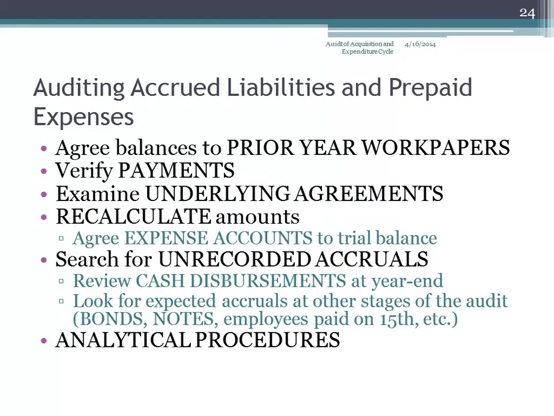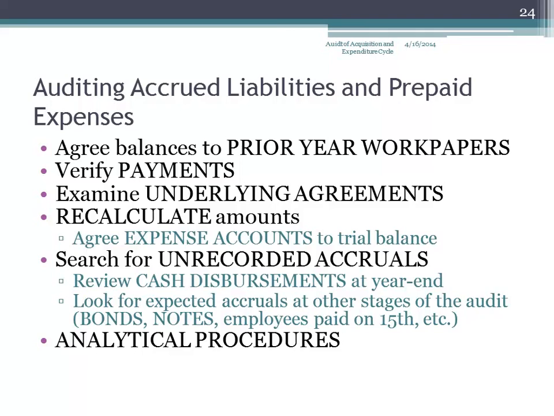Again, with accrued liabilities and prepaid expenses, you are doing a search for unrecorded liabilities by looking at the cash disbursements in the subsequent year, right? Because most of those items are, for example, interest expenses on a set date. You have to pay at a set time every month. Right, so you're going to see the disbursement. So an auditor should look at cash disbursements to see any disbursements related to interest expense and tie that back to make sure that the company properly accrued for that expense.